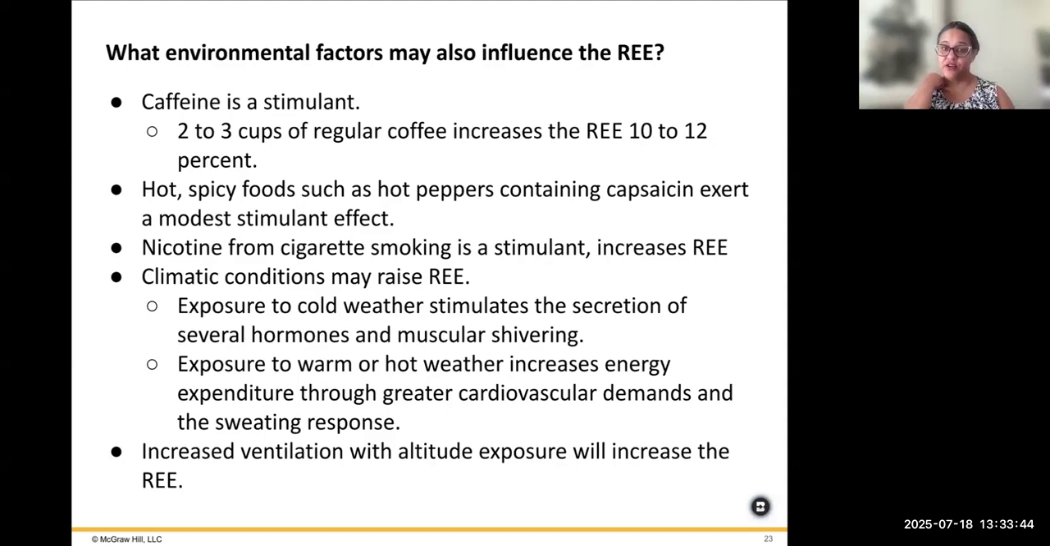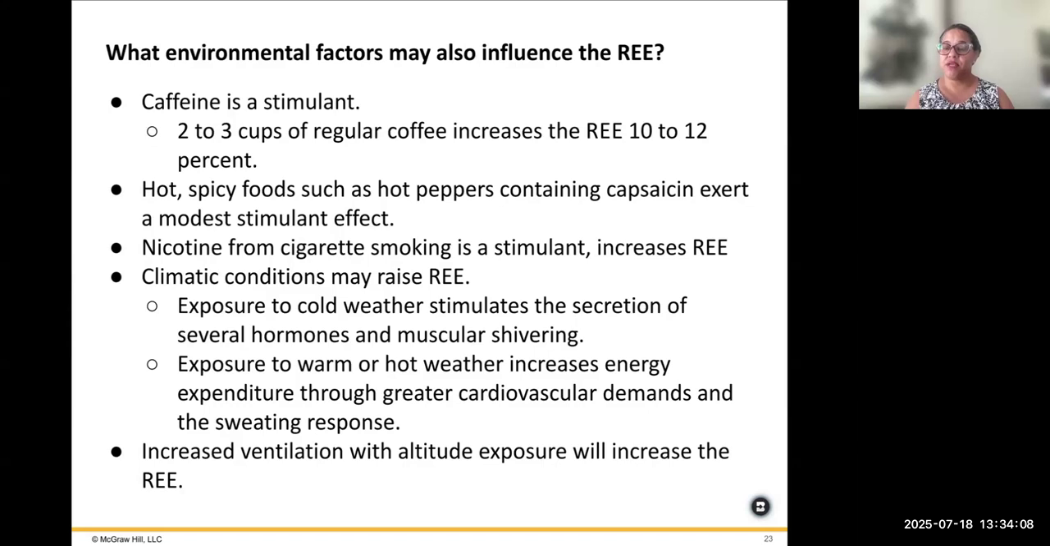Environmental factors that affect the REE. Caffeine is a stimulant. 2 to 3 cups of regular coffee increases the REE by 10 to 12%. Stimulant makes our heart beat faster. That's why it raises it. Hot and spicy foods, such as peppers containing capsaicin, exert a modest stimulant effect. Nicotine from cigarette smoke is also a stimulant. It will increase the REE.